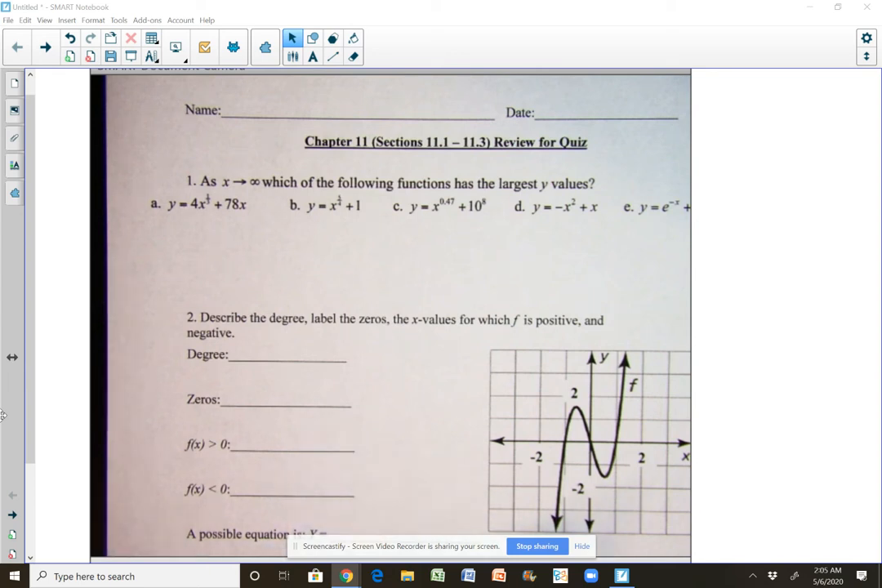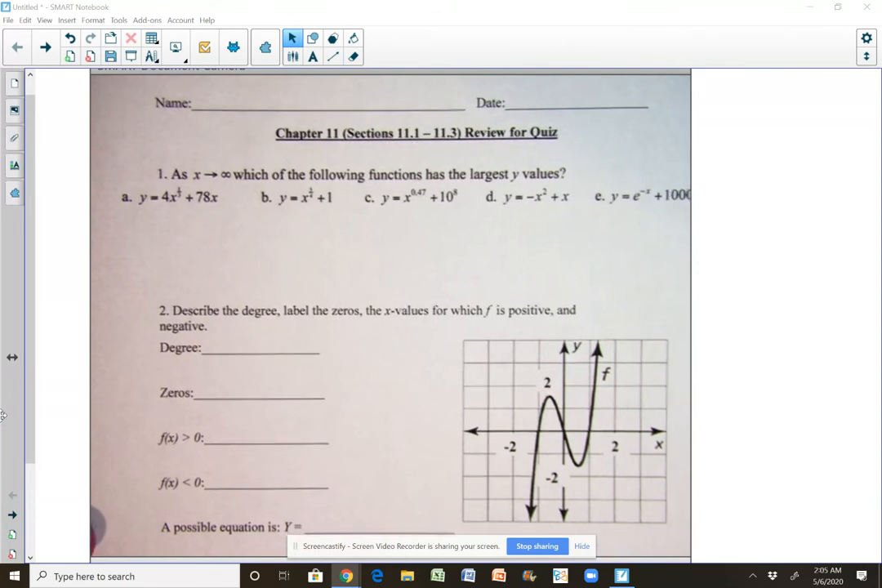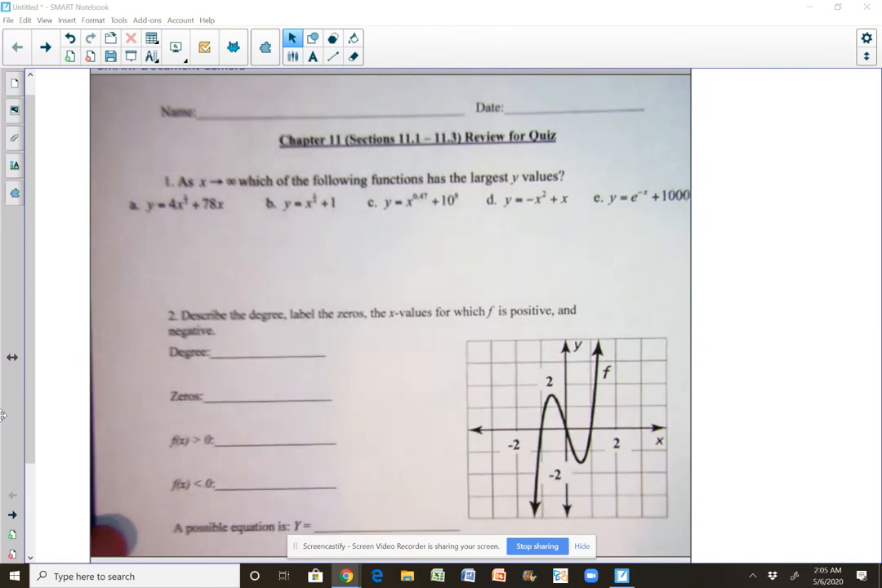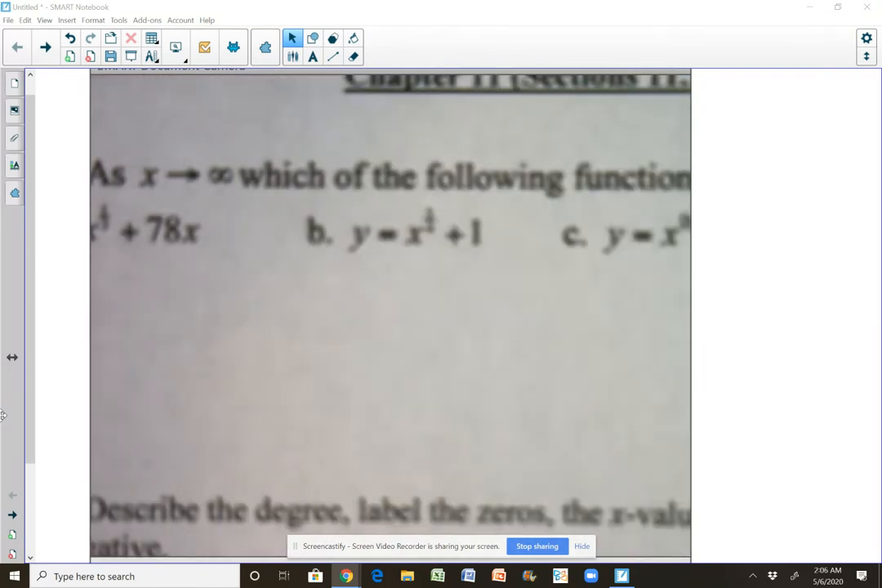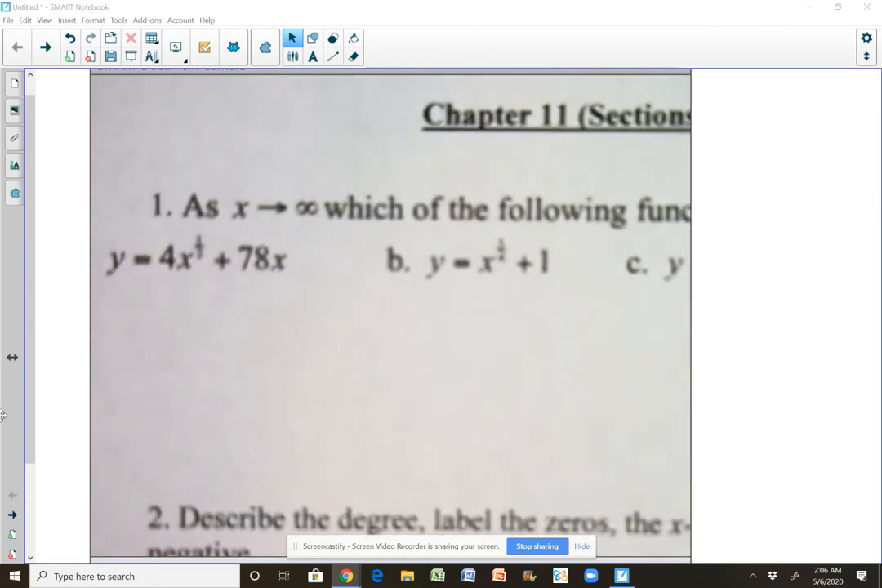So, welcome back, guys. I just want to go over the quiz review sheet before the quiz for tomorrow, work out some of the answers with you. So, we'll start off with this first question. You're going to look at the degrees for each of the terms. You want to look at the leading terms. Sorry, I'll zoom in just so you can see it a little bit better there.